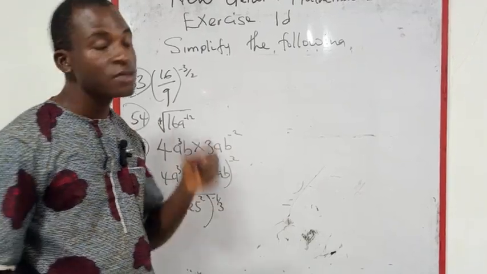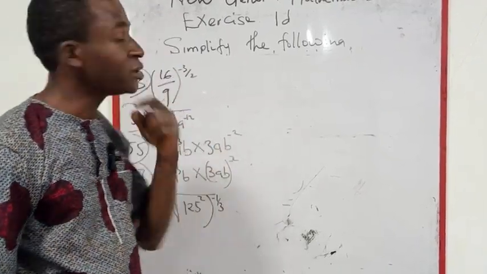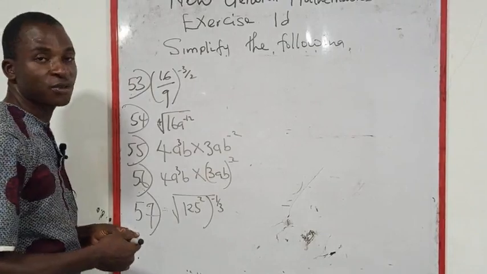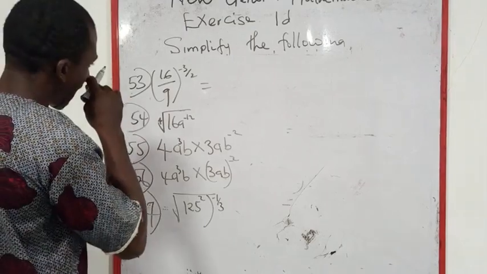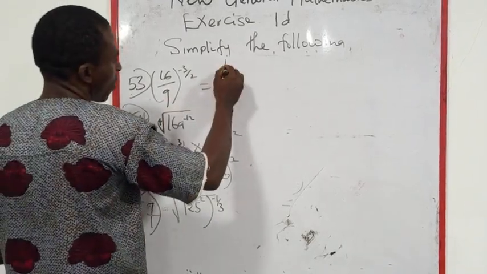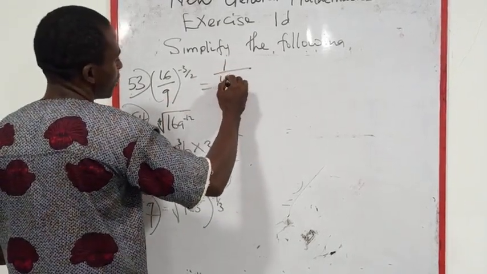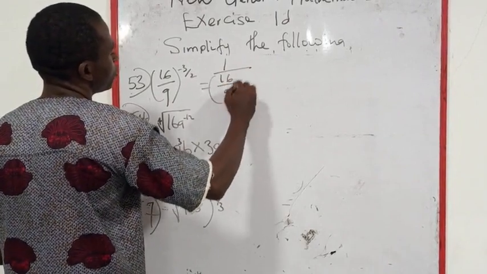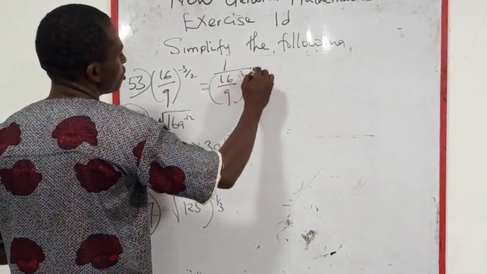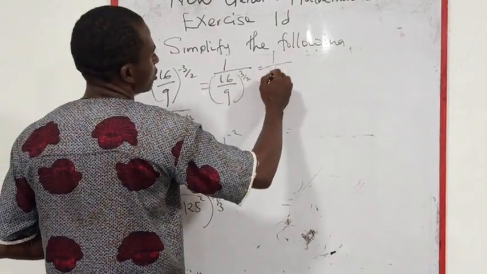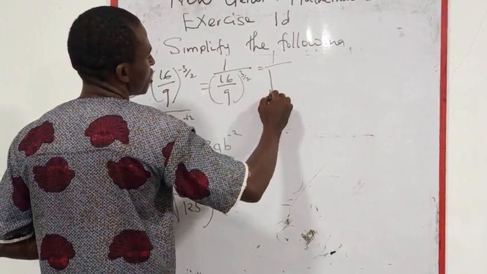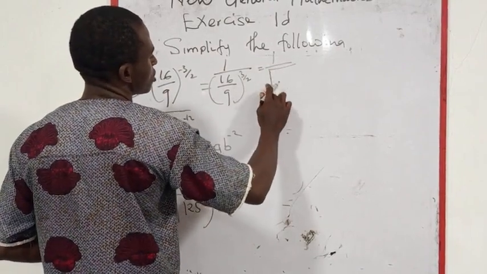We are solving questions in general mathematics, exercise 1D. We're almost rounding off the 60 questions. As you can see, what do we apply here? 1 over the number, removing the minus sign. Don't forget what we have been doing since. Now we're going to apply our seventh law of indices.